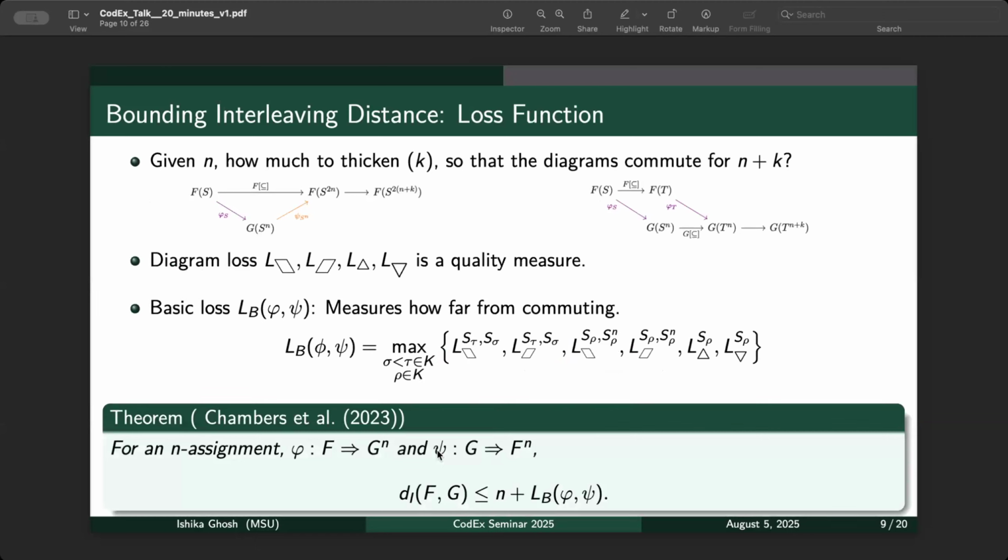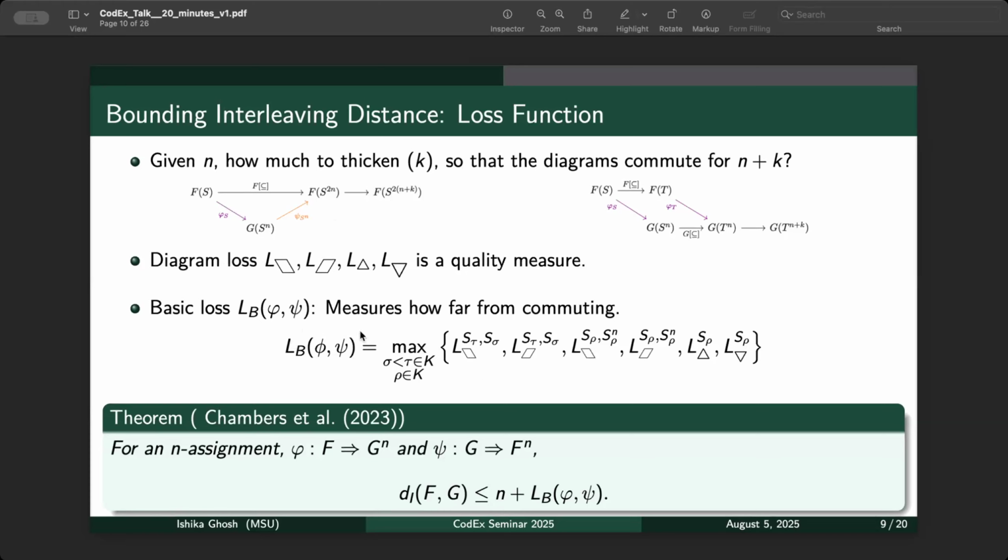So fixing an n, if we have these assignments, phi and psi, we want to see, if this diagram does not commute at this level, how much do we have to thicken, the thickening parameter k, so that this diagram commutes? And this quality measure is encapsulated in the diagram losses, and the loss function essentially measures how far these diagrams are from commuting. So this loss would be the maximum thickening value where every single type of diagram will commute.